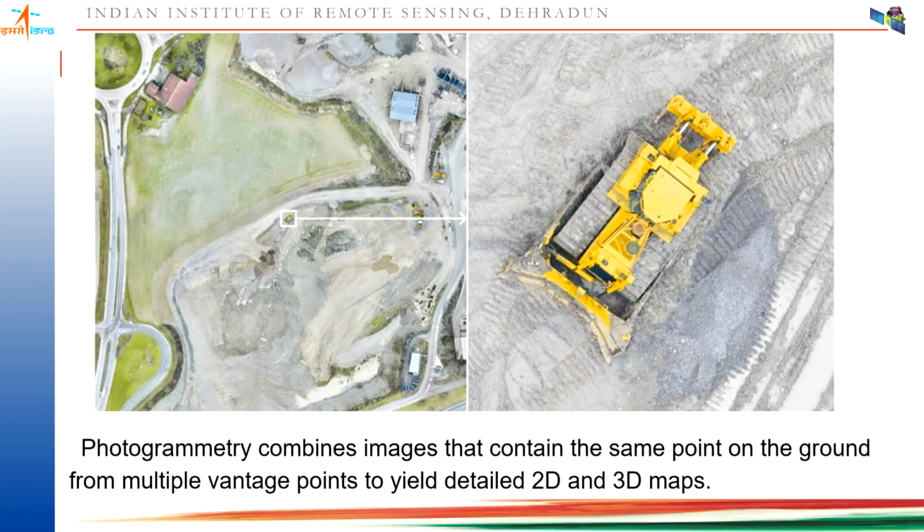The same thing: photogrammetry combines images that contain the same point on the ground from multiple vantage points to yield detailed 2-dimensional and 3-dimensional maps. As you can see, the same image was captured from different positions. When a 3D model was generated and we zoom in, the entire 3D structure can be seen clearly. This can also be mapped in 3 dimensions, X, Y and Z. The third dimension is Z, the height of the point.